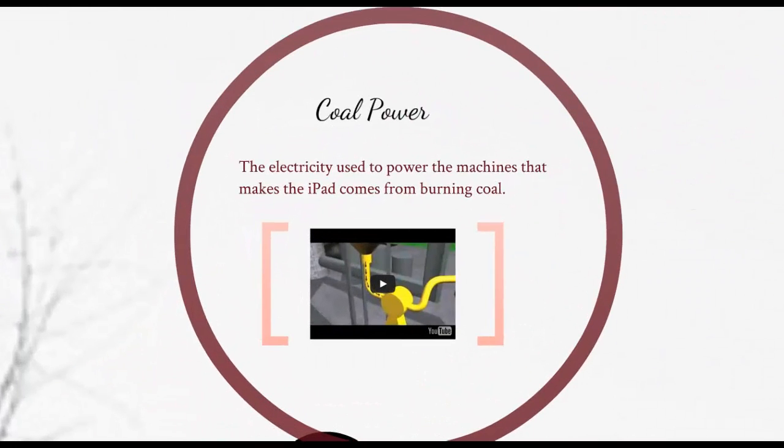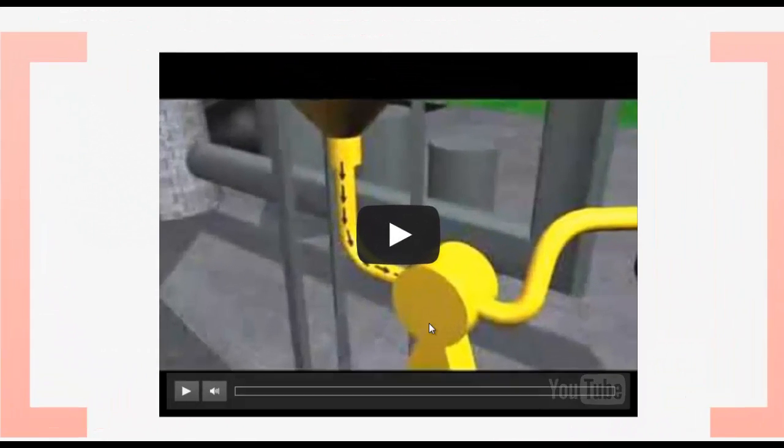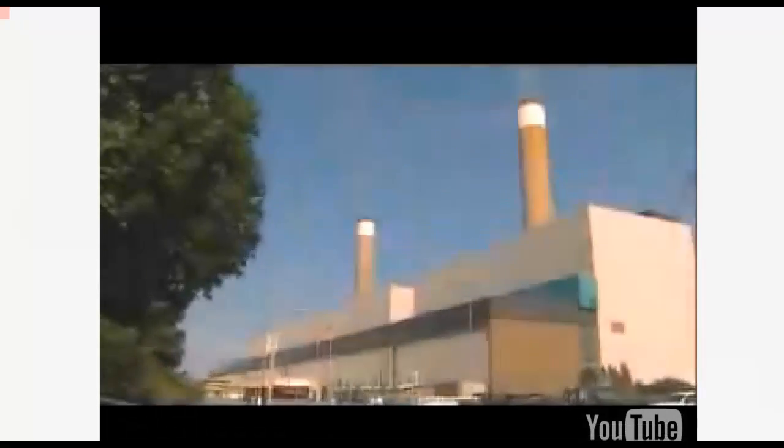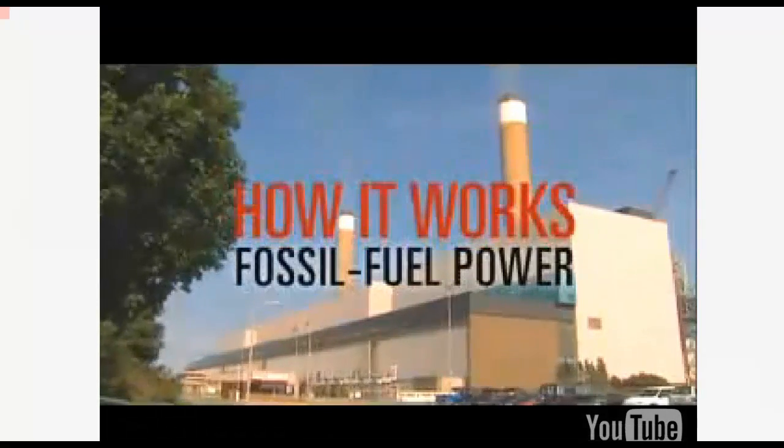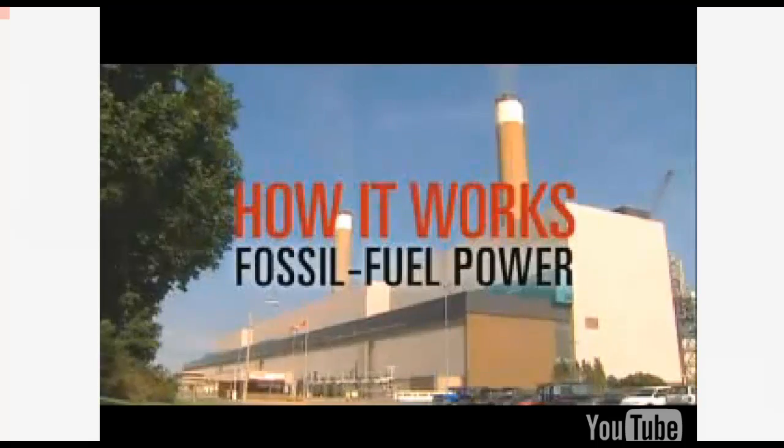So coal power: the electricity used to power the machines that make the iPad comes from burning coal. You might think, well, how does burning coal create electricity? Here's a video that explains that. It's pretty cool because you just need to create heat, basically, to boil some water. And this will show you a little bit of that process and how it works.